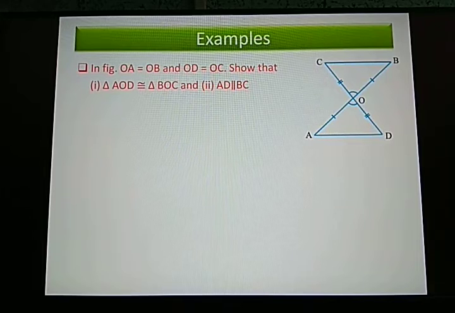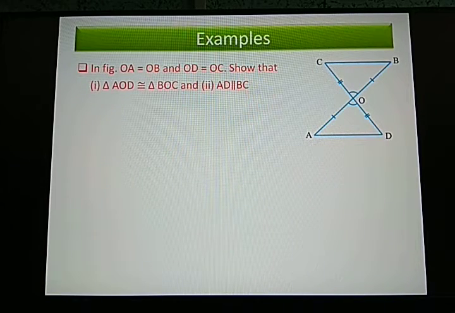So this is the figure. In the figure, OA is equal to OB and OD is equal to OC. This is given to us. Now we have to prove that triangle AOD is congruent to triangle BOC and AD is parallel to BC. As you can see clearly in the figure, the things which are equal are already marked and the things which we need to prove are given to us.